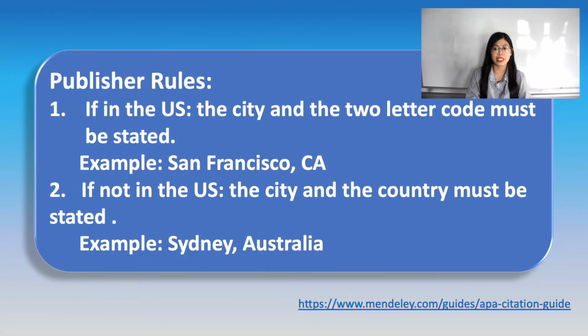And then we also have publisher rules. If the source is published in the U.S., the city and the two-letter state code must be stated. Example, San Francisco, CA. And if not in the US, the city and the country must be stated. Example, Sydney, Australia. So that's how to use the in-text citations and bibliography.